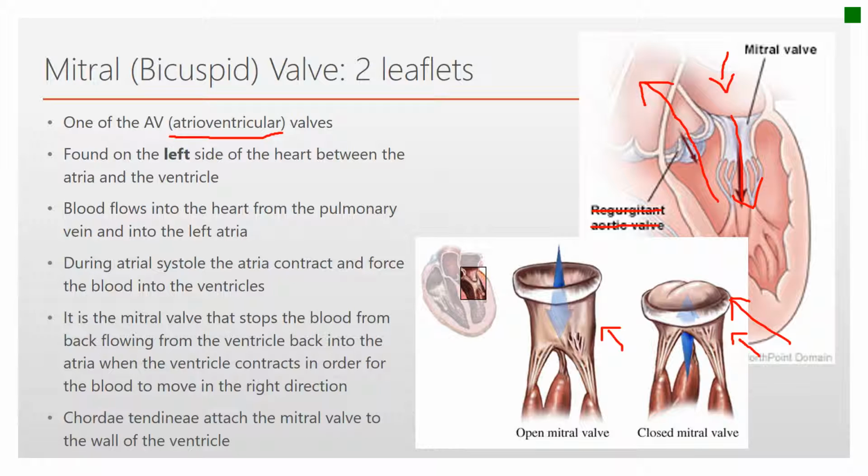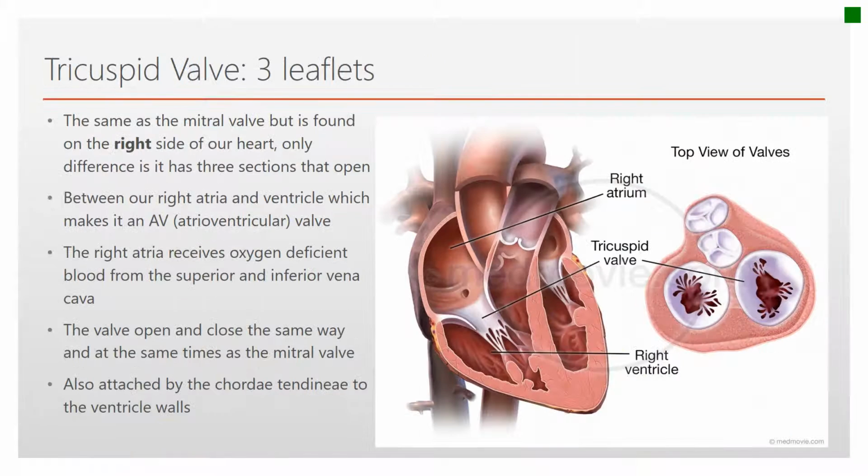So then the mitral valve is held down by the chordae tendineae. It attaches to the wall of the ventricle. So this is what it looks like here, and this is a really good image showing it attached to the inside of the ventricle wall.